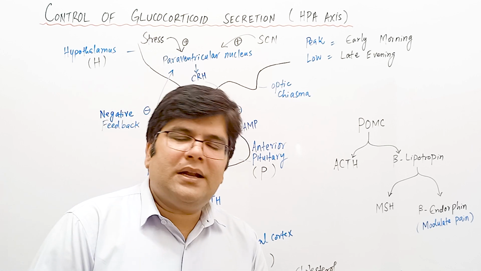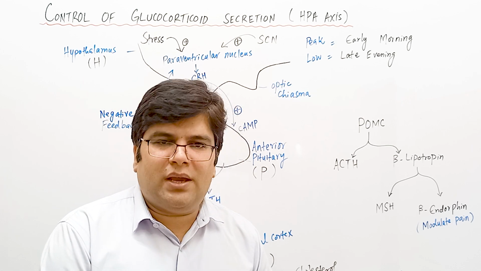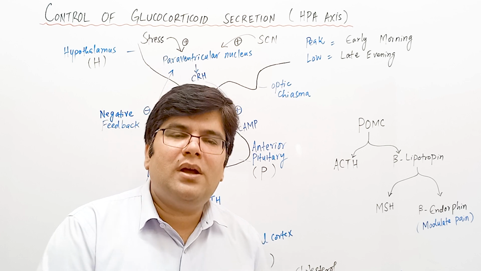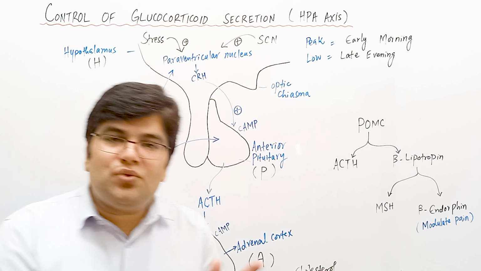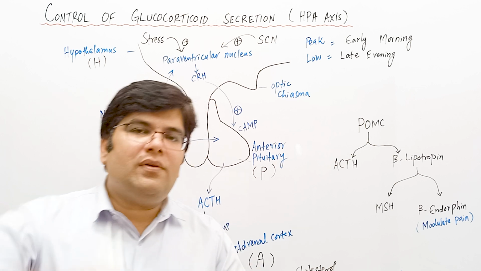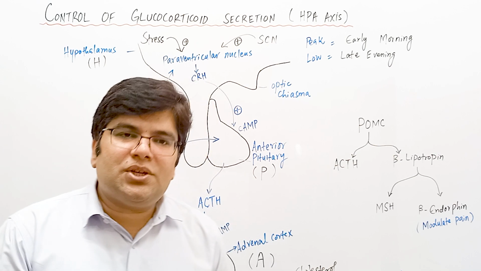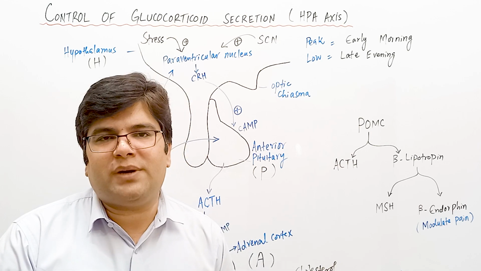And during late evening, for example at 10 p.m. or 11 p.m. when we are just going to sleep, their levels are minimum. The average concentration of cortisol in our blood is about 12 micrograms per deciliter. However, early in the morning at 8 a.m., its concentration can be as high as 20 micrograms per deciliter.